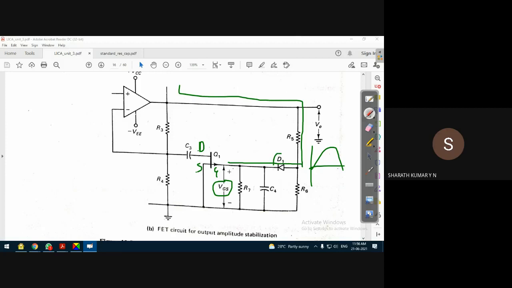The question here is, why this diode D1? Diode D1 acts as a rectifier. The output voltage, which is AC, is converted into DC using the diode D1 rectifier, and that is applied as a gate voltage to this FET transistor Q1. When the transistor Q1 is biased, the output voltage is stored in capacitor C3, which is fed back as a voltage to the inverting input terminal.